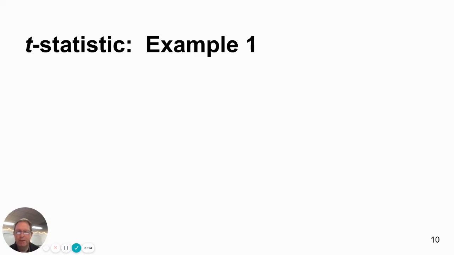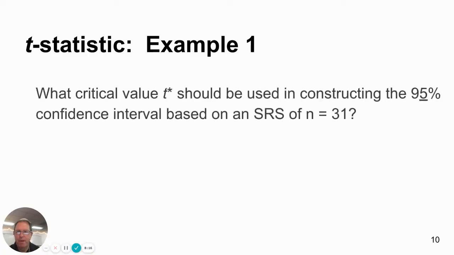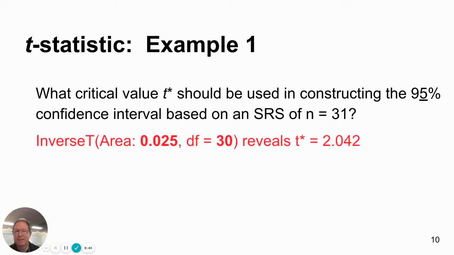Let's go through a couple examples. Here's the first one. What critical value t star should we use in constructing a 95% confidence interval based on a simple random sample of size n equals 31? Well, the t distribution is a distribution, so on your calculator, you're going to go to Module 2, F5 for distributions, then you're going to select the t distribution, and since we know the probability and we want to find the location, we need to use the inverse t function.